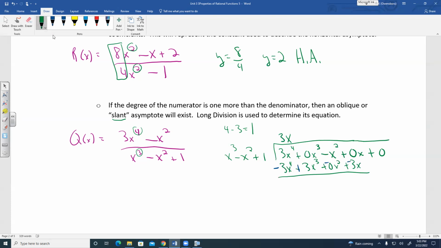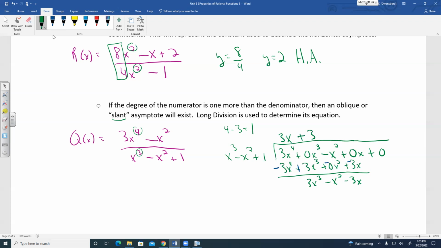So yeah, the 3x to the fourth, they drop out. So now down to a 3x to the third. I do have a negative x squared comes down. I do have a negative 3x comes down. So now I want to figure out, well, how many x to the third does it take to get this 3x to the third? Well, all I need there is a positive 3. So I put a plus 3 up here.